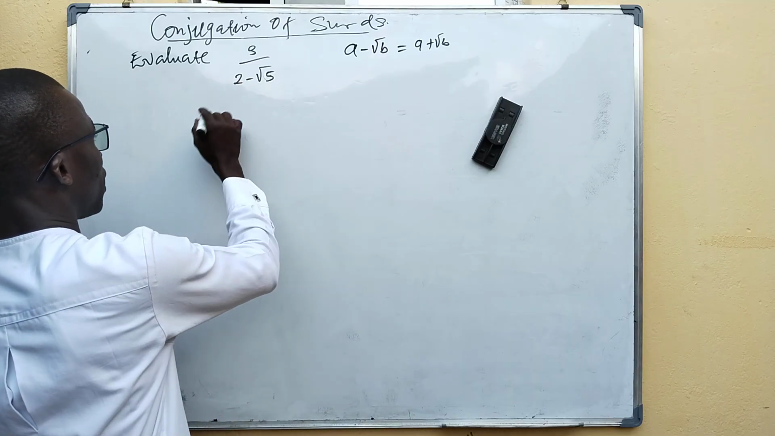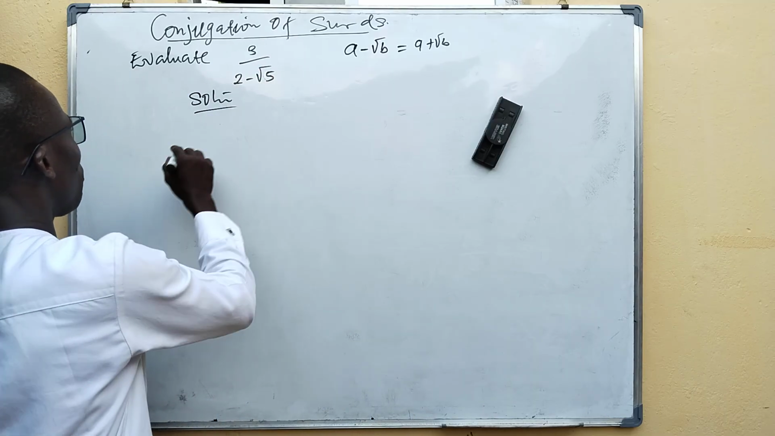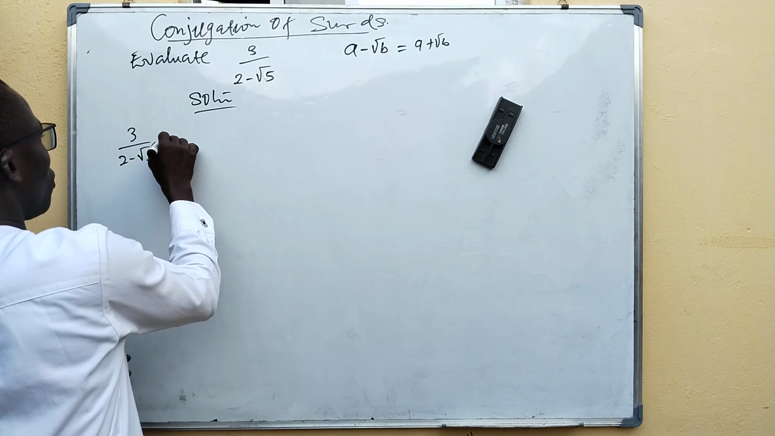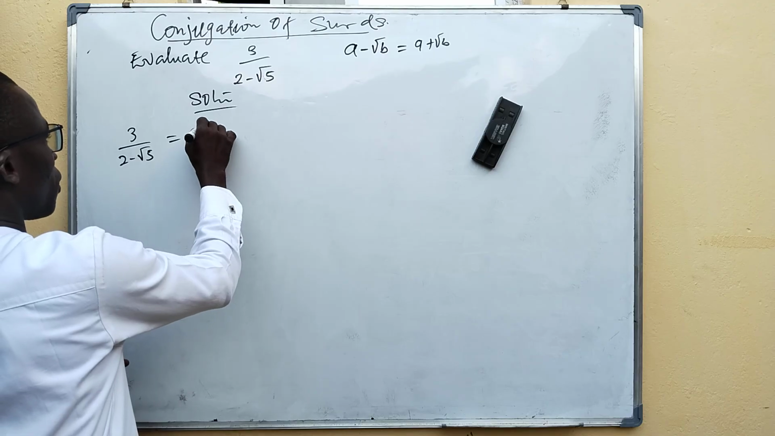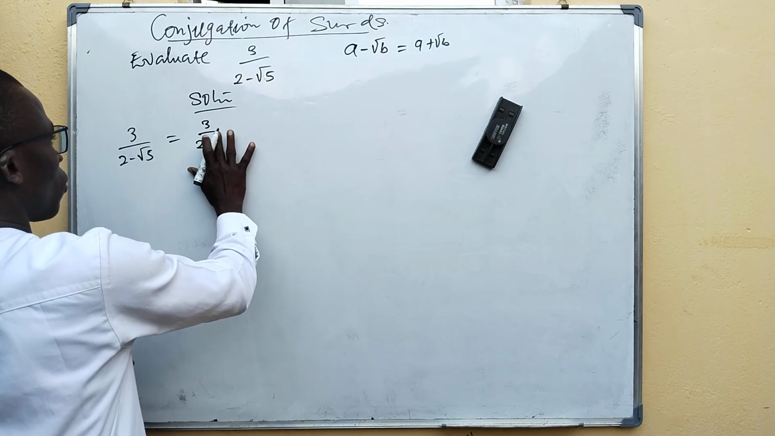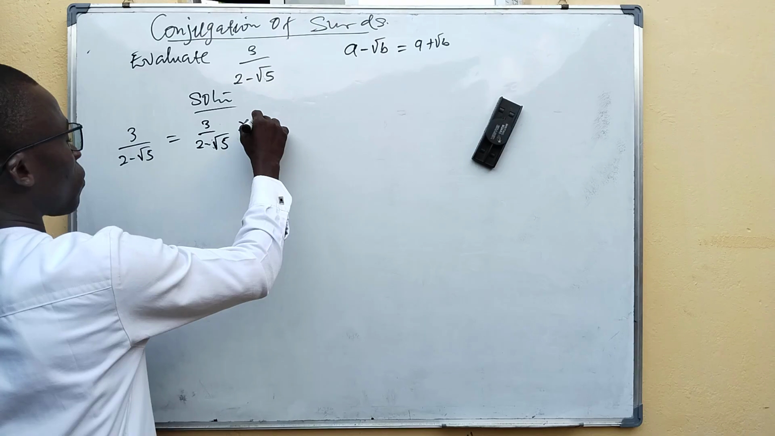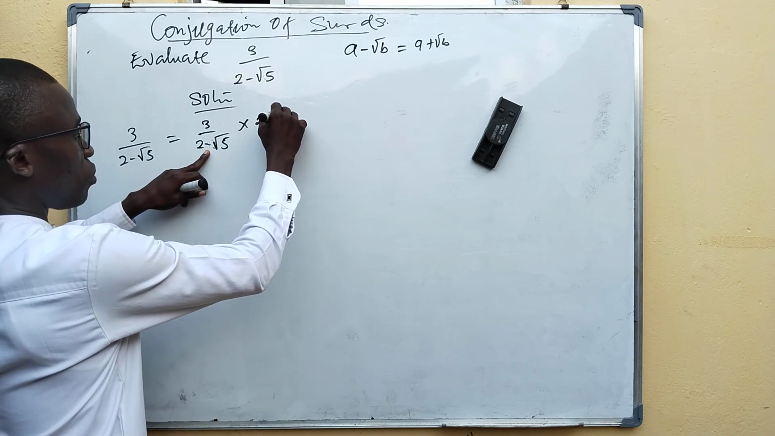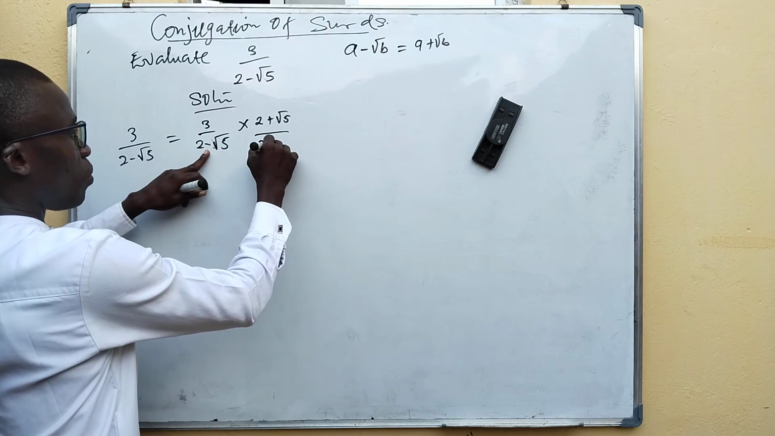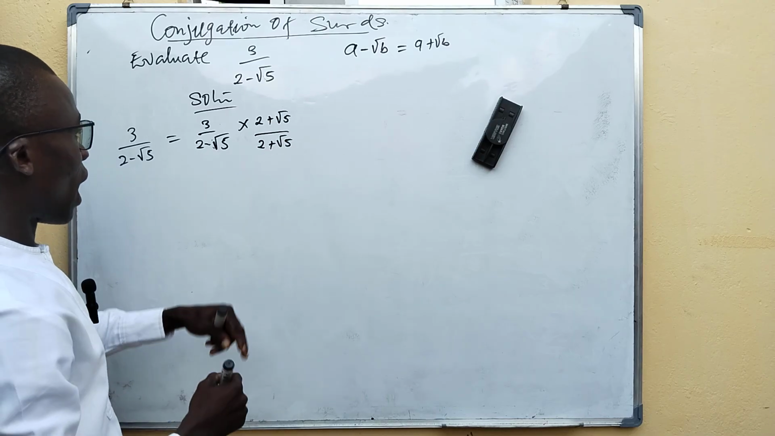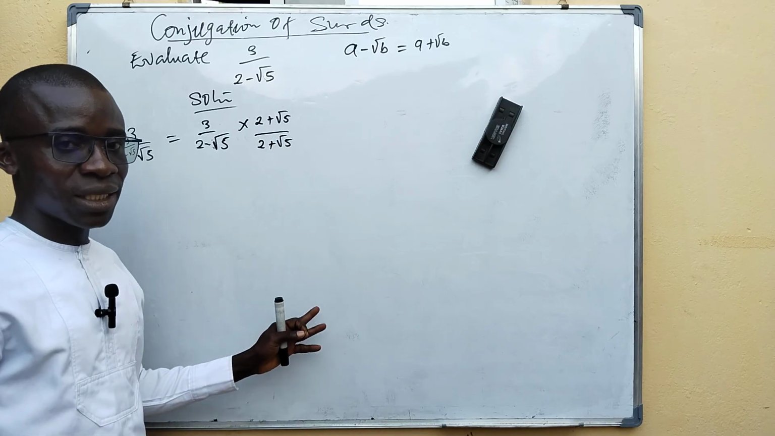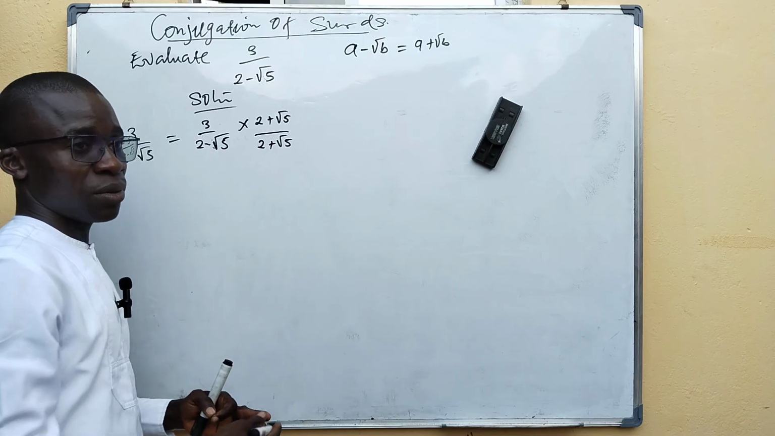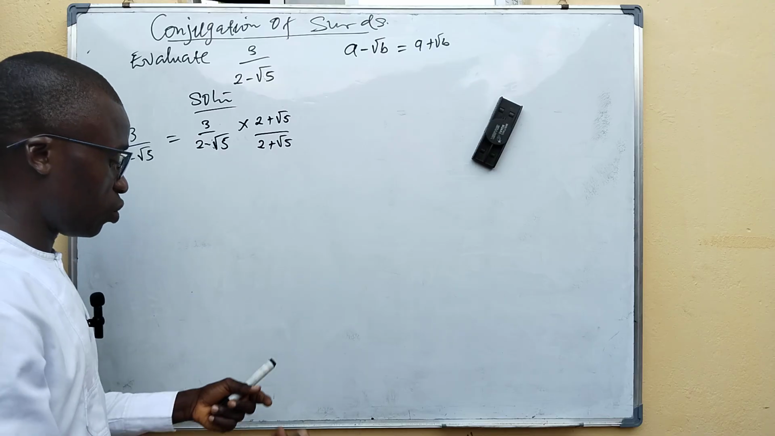Now, the solution to this: I'm going to have 3 over 2 minus root 5, equal to 3 over 2 minus root 5 times, if I conjugate this, 2 plus root 5 over 2 plus root 5. What have I done now? I've conjugated and rationalized. Last time we did rationalization of surds. So when you conjugate, you also rationalize, because rationalization and surd division is still the same thing.